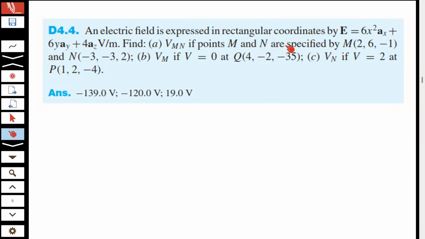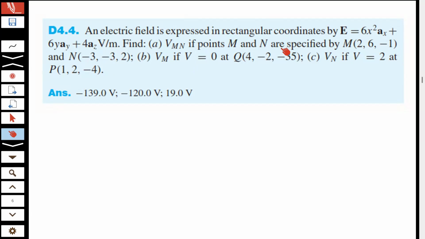Hello everyone. In this video, we'll be solving a numerical problem to find potential if the electric field intensity vector and the initial and final positions of the charge are given. So let us start solving this numerical problem where the electric field intensity vector is given and the coordinates of the point are given.